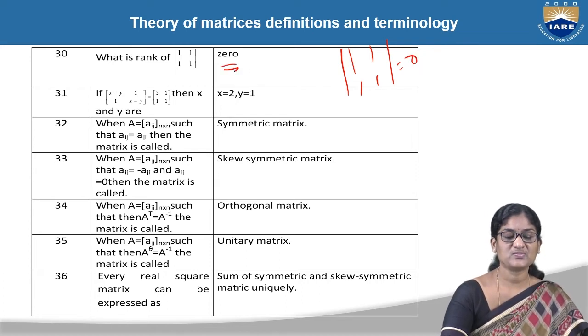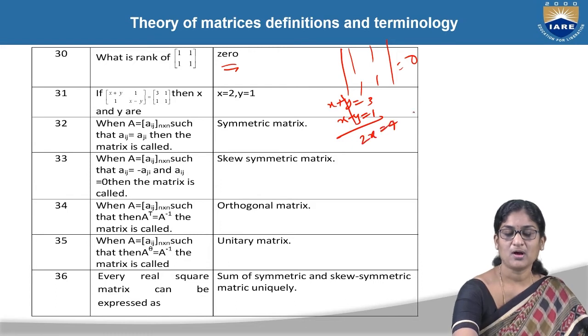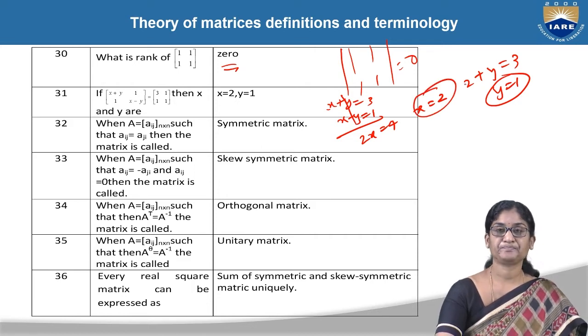Next, if the 2 into 2 matrix with entries x plus y, 1, 1, x minus y is equal to the matrix 3, 1, 1, 1, then what are the x and y values? Here, directly substituting the values, x plus y is equal to 3 and x minus y is equal to 1. Solving these two, 2x is equal to 4, so x is equal to 2. Substitute x here: 2 plus y is equal to 3, so y is equal to 1. So x is equal to 2 and y is equal to 1.